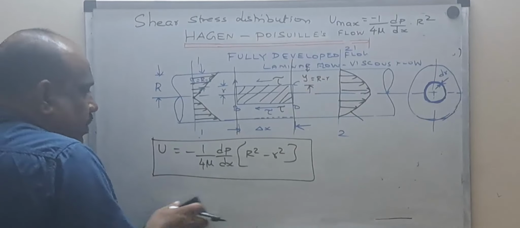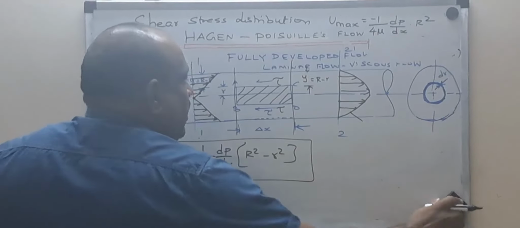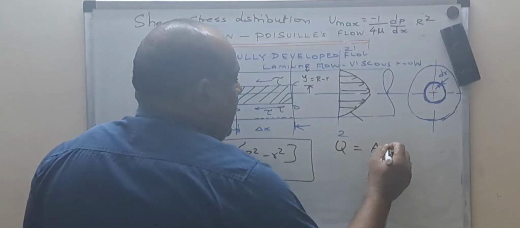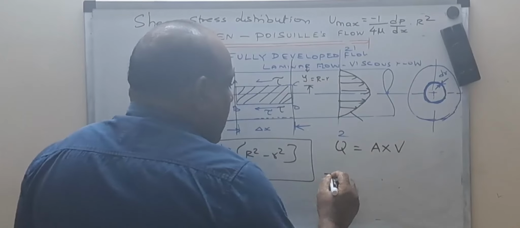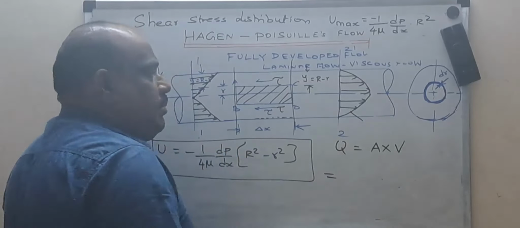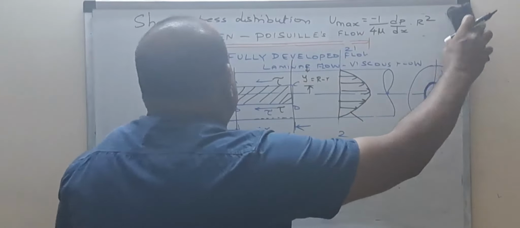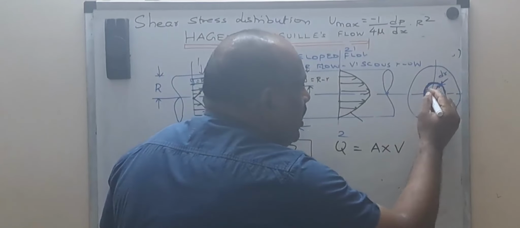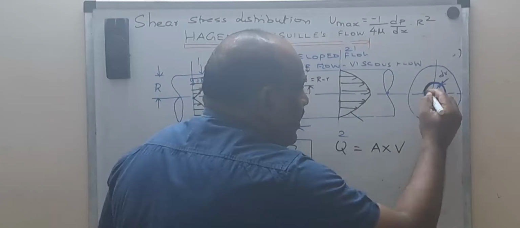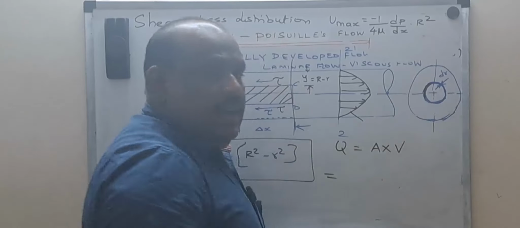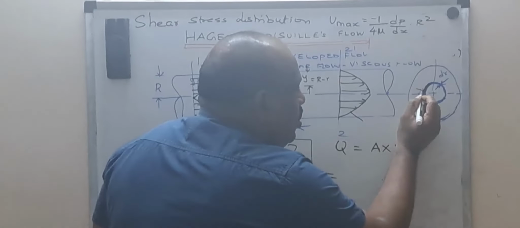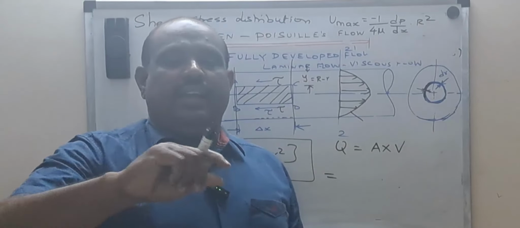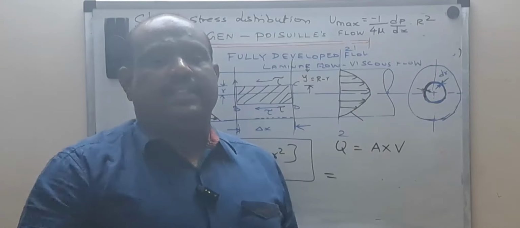Okay. Let us try to find the value of Q. What is Q? Q is generally given by area into velocity. Now I am going to consider the flow which is going to happen through a small thickness. You can see there is a small thickness. This thickness is dr. Through the small thickness, some amount of fluid enters and leaves.